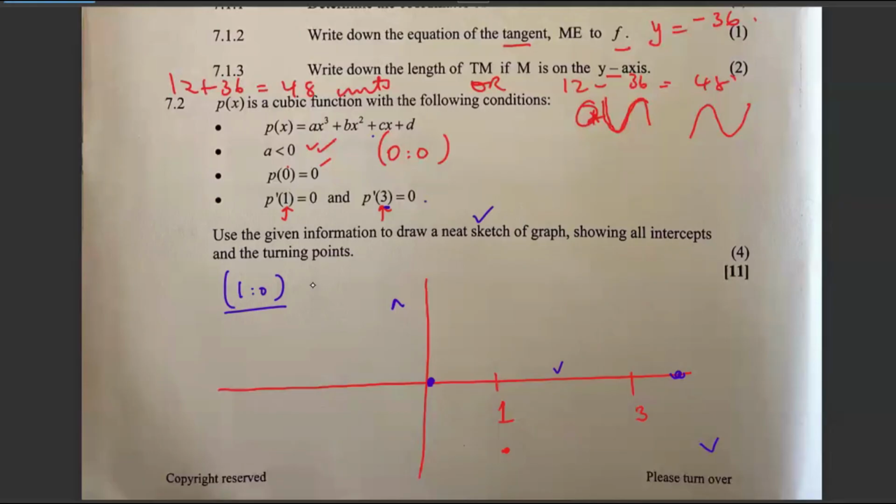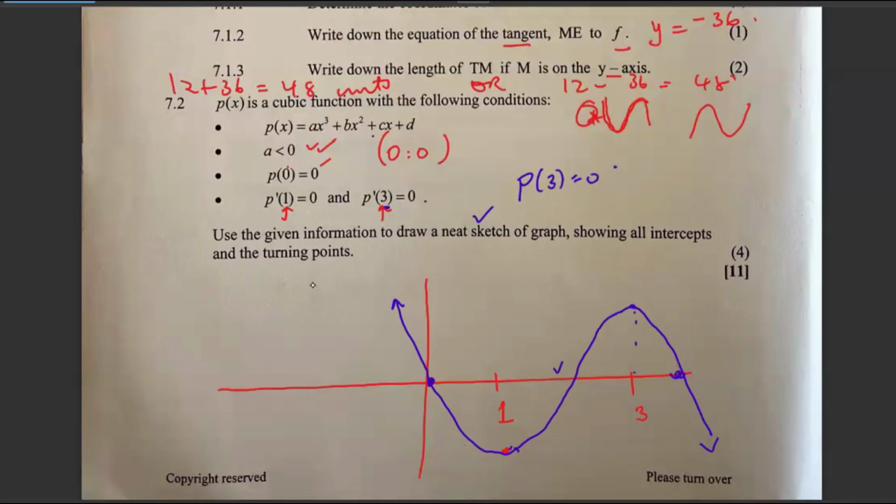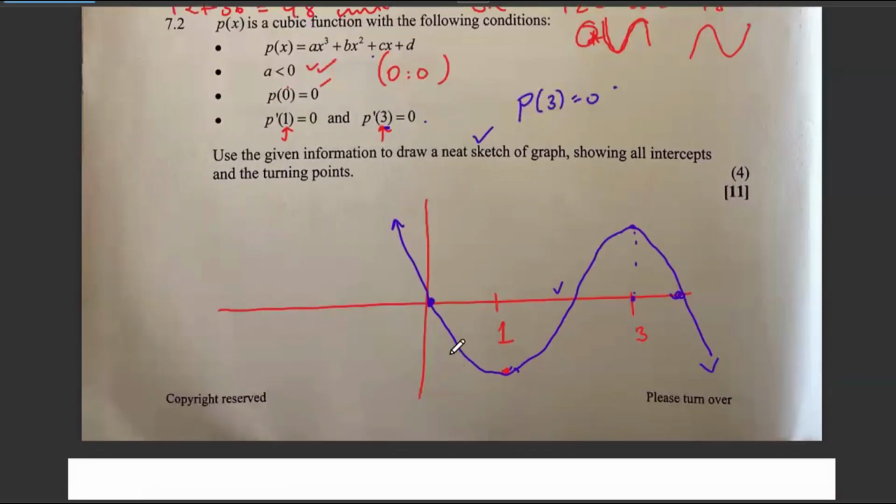Yeah, why did we erase that? Because the gradient is 0 at this point. Okay, this does not mean that the coordinates are 1 and 0 or 3 and 0. No, that is wrong. The other thing is that we cannot substitute since we don't have the values of a, b, and so on, so that is the sketch that we would have drawn there. Okay, had it been that the question told us that P of 3 is 0, then the graph was supposed to cut this point as well. So the way we treated the 1 is the same way we treated 3. Okay, so that is question number 7.